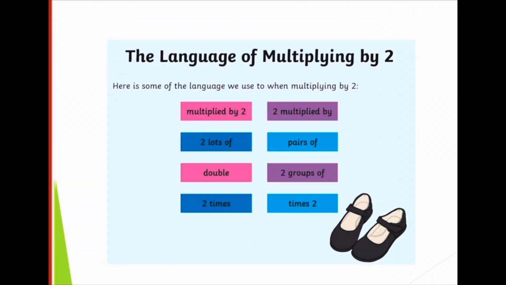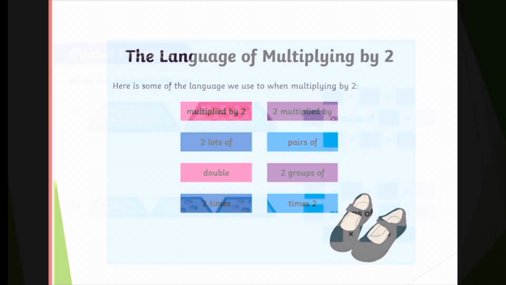So here is some of the language we use when multiplying by 2. Multiplied by 2, 2 lots of, double, 2 times, 2 multiplied by, pairs of, 2 groups of, or times 2. So when we're multiplying by 2, this is some of the language that we will be using.